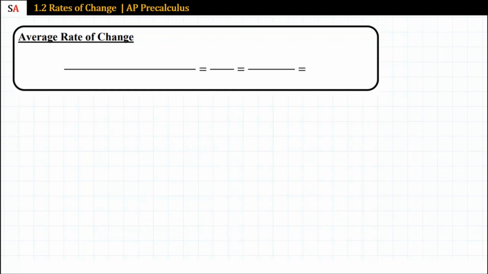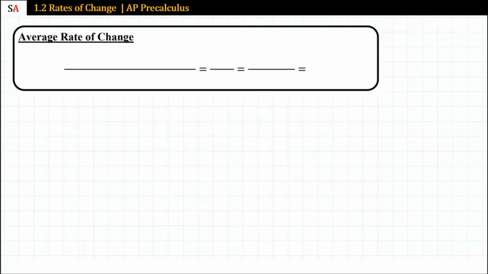In this video, we will learn what the average rate of change is and what is meant by rate of change. This is section 1.2, Rate of Change, in AP Precalculus. Okay, so let's see what is meant by average rate of change.